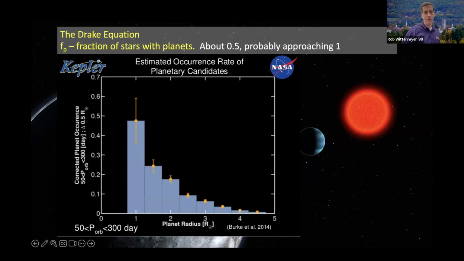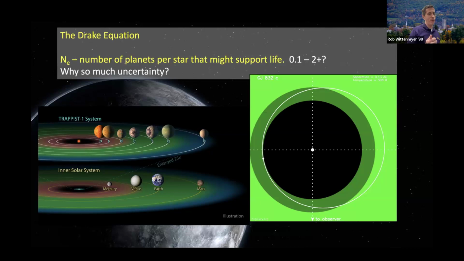Real question is, how many planets per star might support life? For our solar system, depending who you ask, it could be three, right? If you use what they call the optimistic habitable zone, Venus, early Venus is a candidate. Early Mars before it lost the atmosphere. Yeah. Why are we sending all these probes there?